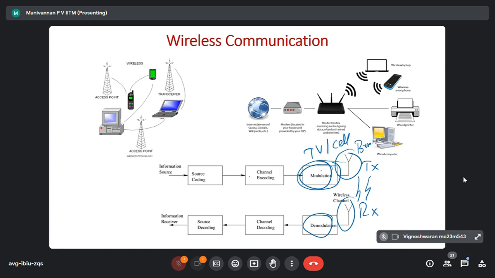Where somebody goes and sings or dances in the TV studio or radio station, that information will be converted into an electrical signal using a microphone or TV camera. Then that will be modulated and transmitted and received at the receiver. Correct? In your TV or your cell phone or your radio, the data will be demodulated and the final data will be shown on the screen or speaker.